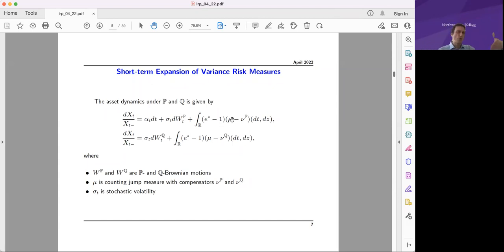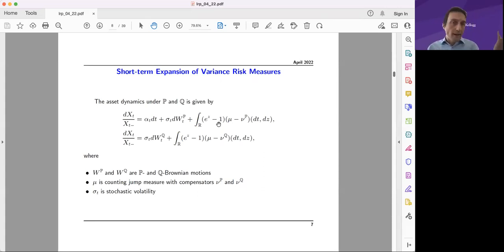Mu just counts how many jumps we had over a given interval, and nu is basically a measure for the expected jump sizes and jump arrival times. People call it jump intensity also. Obviously this depends on the probability measure, so it's different for P and Q. The same thing applies for the Brownian motions; they are under P and under Q. So this is just a notation.